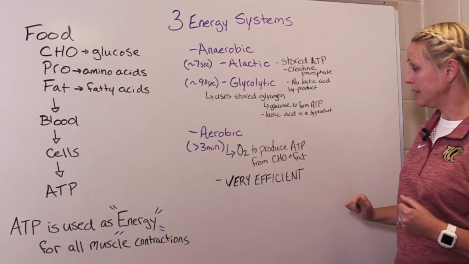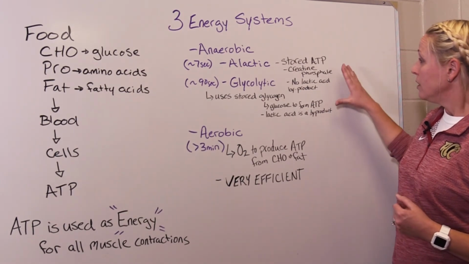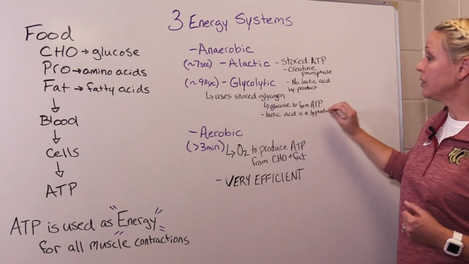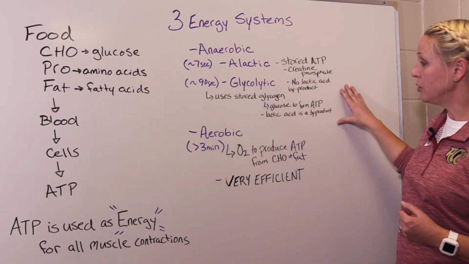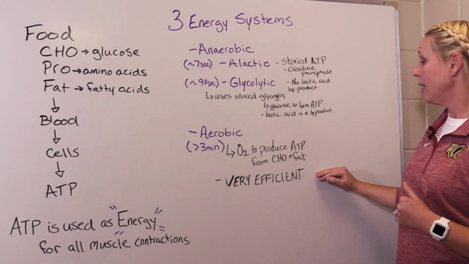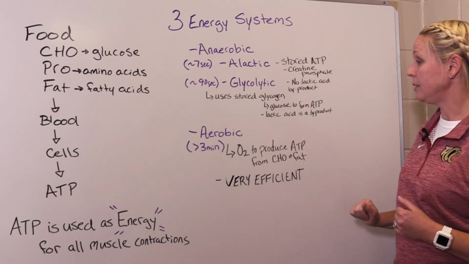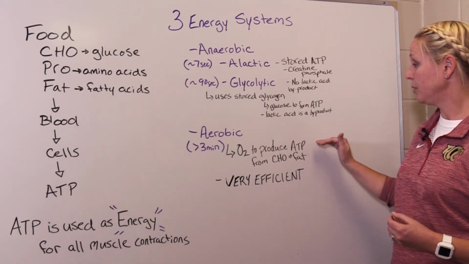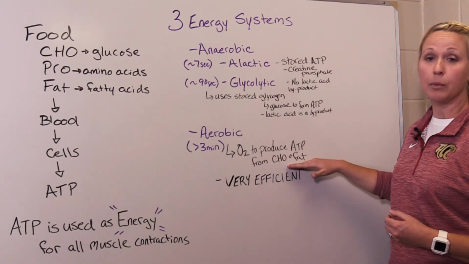In the aerobic system, since you can only stay in these for short periods of time and you use up the stores that you have, once you run out of those stores, you have to use oxygen to convert those nutrients into ATP. So you switch to the aerobic system and you utilize that oxygen to produce the ATP from the carbohydrates and fat.